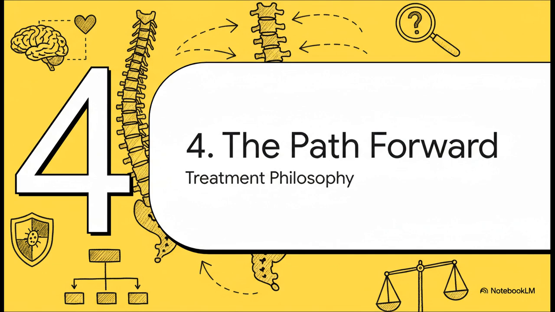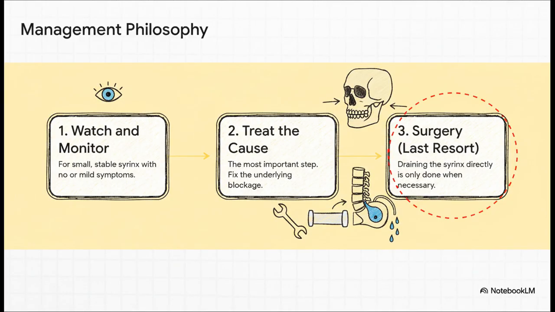So with all that in mind, the obvious question is, what can we do about it? Well, the approach to treatment is guided by a really careful and logical philosophy, which we're going to explore right now. The first rule of thumb is often do no harm. So if a syrinx is small, it isn't growing, and it's not causing any symptoms, the approach is usually to just watch and wait with regular MRIs. If something does need to be done, the absolute top priority is to treat the main cause. You've got to fix that blocked drain. So decompressing the Chiari, or removing a tumor, can actually allow the syrinx to shrink all on its own.